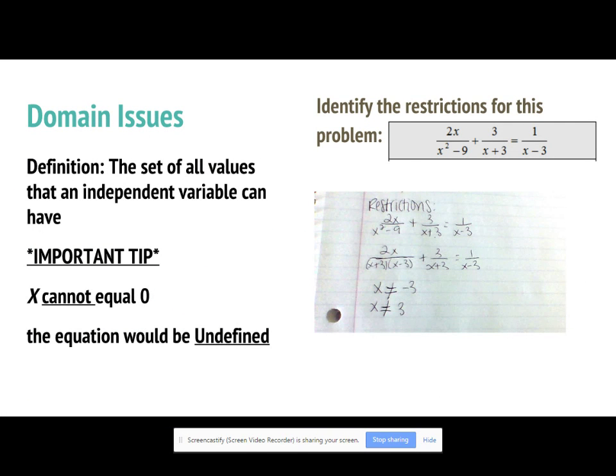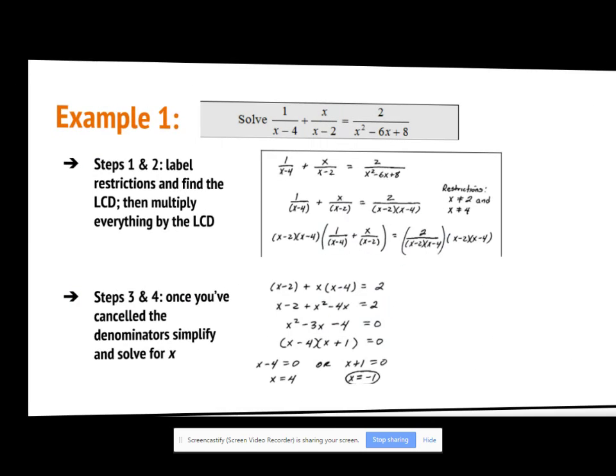Domain issues. You cannot have 0 in the denominator, otherwise it would be undefined. The definition of domain is the set of all values that an independent variable can have. In order to find the domain, you need to identify the restrictions. For this problem, I factored this out, so x cannot equal -3 and x cannot equal 3.